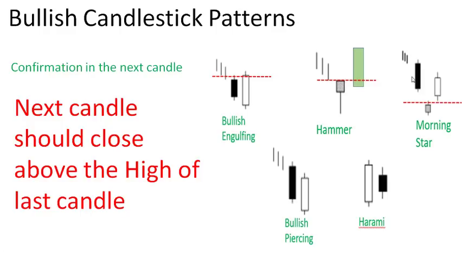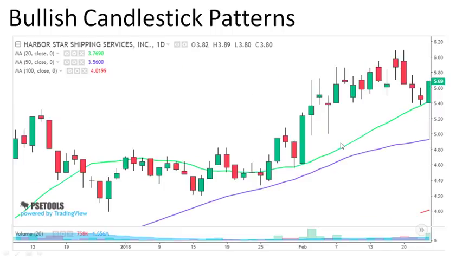Si morning star, pwede nang kahit wala na confirmation na itong third candle eh, kasi nga mas mataas na siya dun sa high. Bullish piercing, yan, maghintay ka pa din ng next candle. Si harami, hintay ka pa rin ng confirmation. So, basically, nasa confirmation in the next candle yan. At yung titignan mo, kailangan masurpass niya yung high ng previous candle.